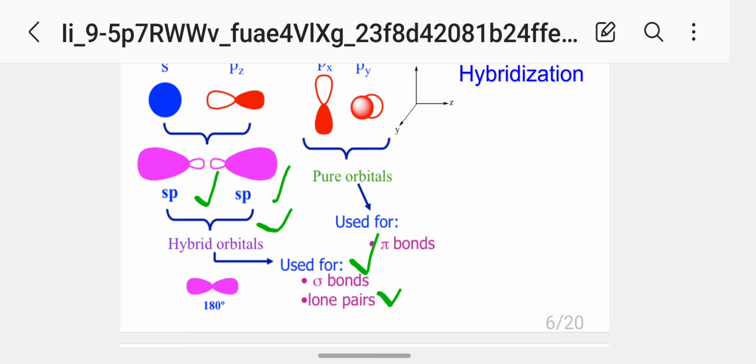So what's the main concept of hybridization we discussed earlier? Accounting for the difference between atomic orbitals and molecular orbitals is the general hybridization job. So hybrid orbitals are used for sigma bonds and lone pairs, which are molecular characteristics, and in here we have atomic orbitals. So pure orbitals are used for pi bond formation, and the angle will be 180 degrees.